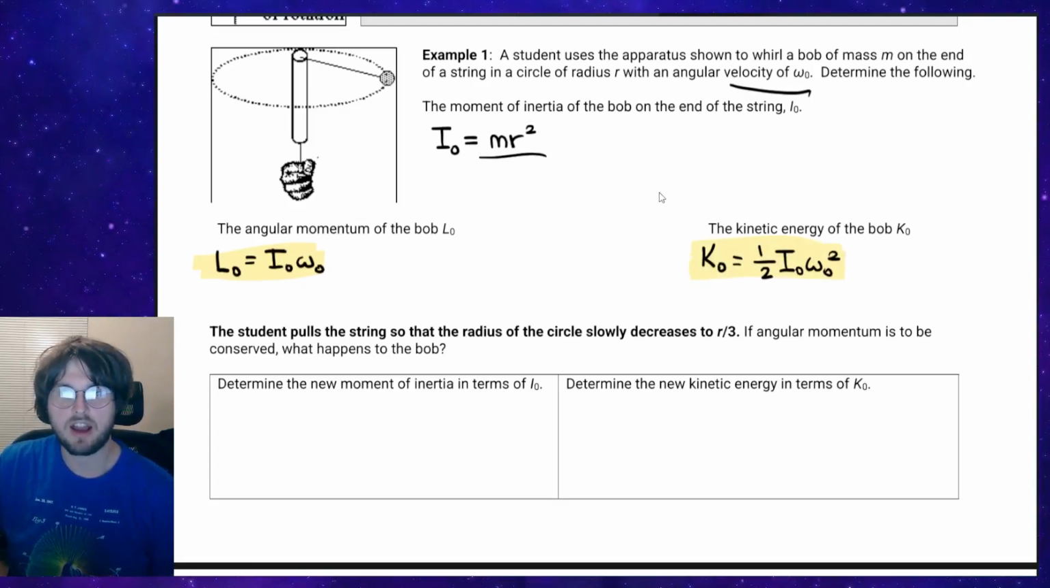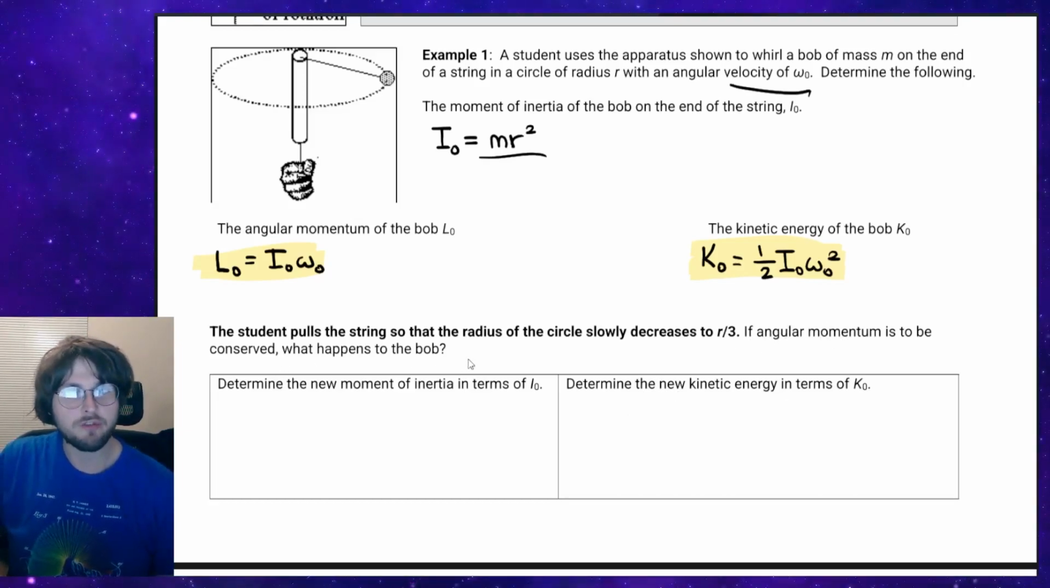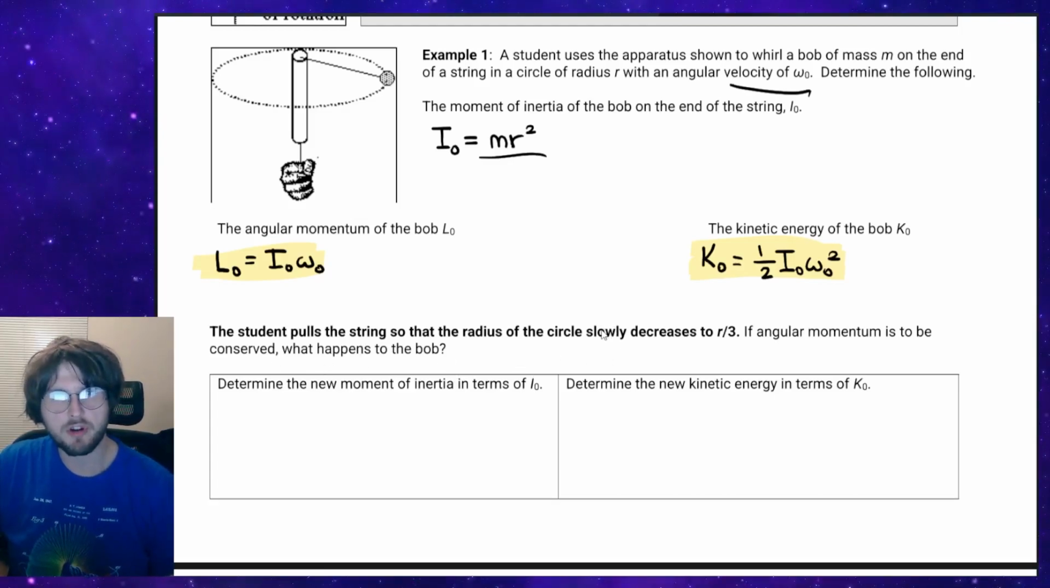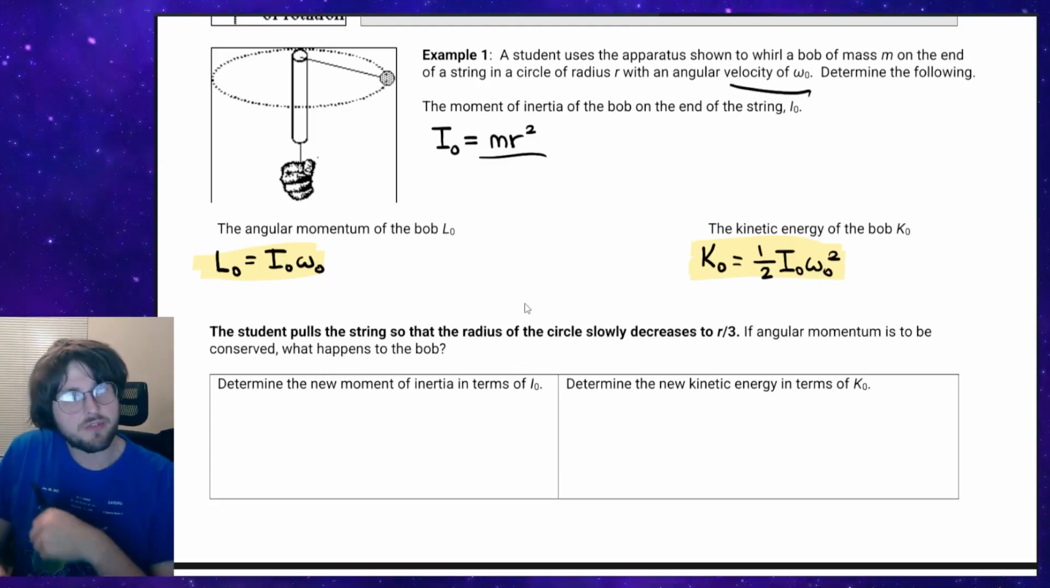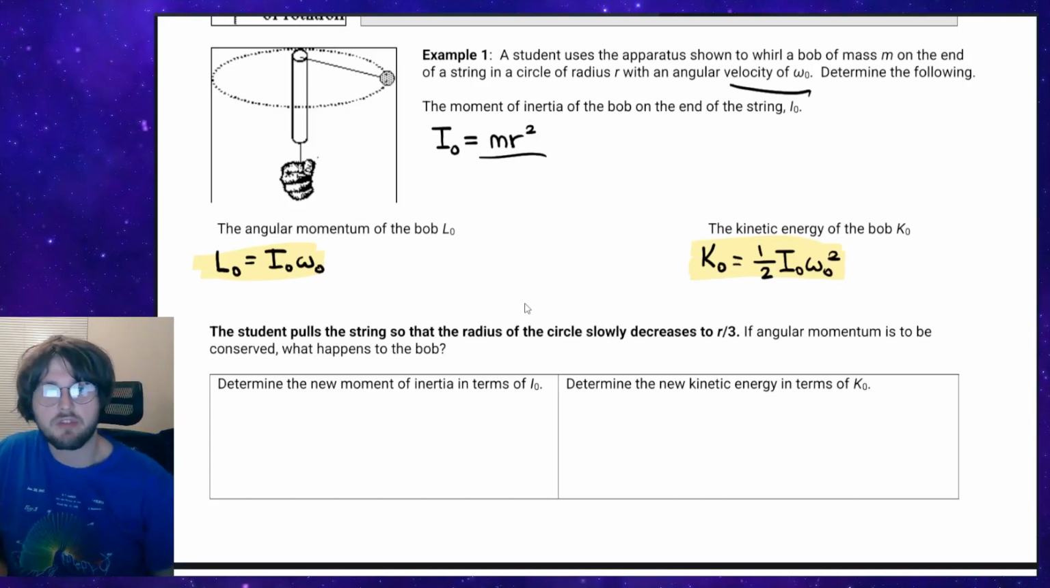Now, these all seem very simple. You might be wondering why exactly we wanted to do this in the first place. Well, afterwards, the student pulls the string so that the radius of the circle slowly decreases to r/3. So now it's 1/3 of the original value. So if the angular momentum we're assuming is conserved, first off, conceptually, what happens to the bob in the first place?